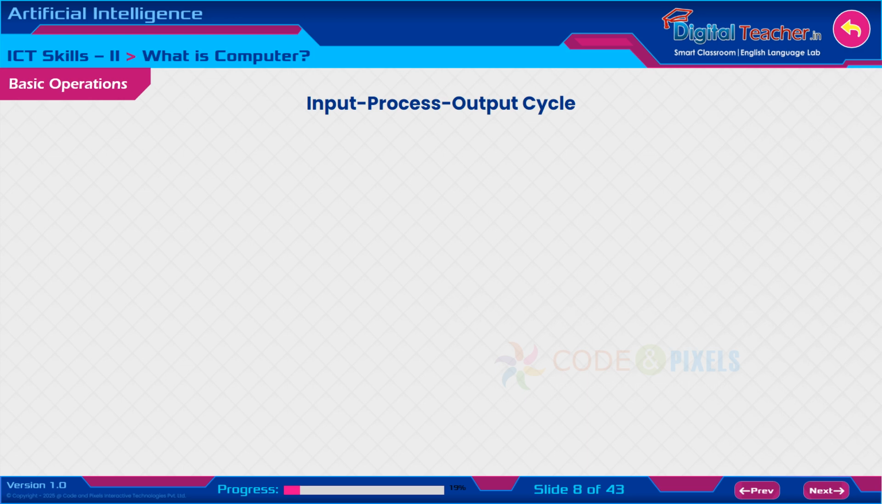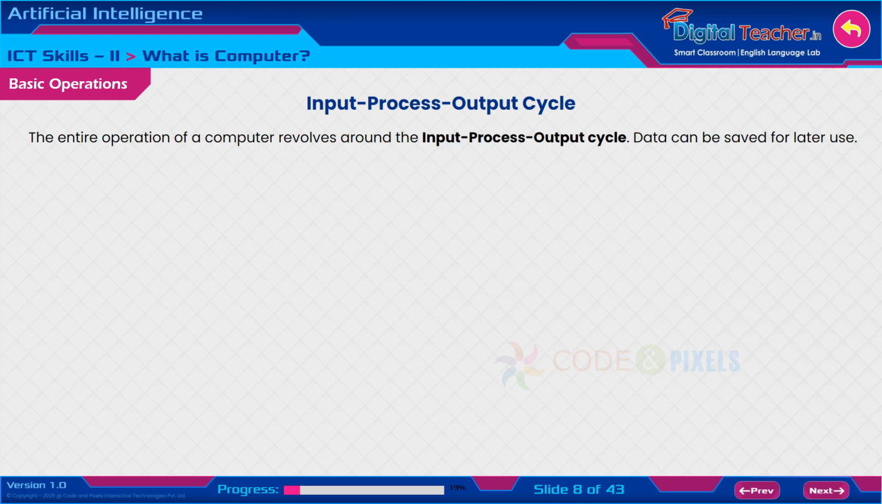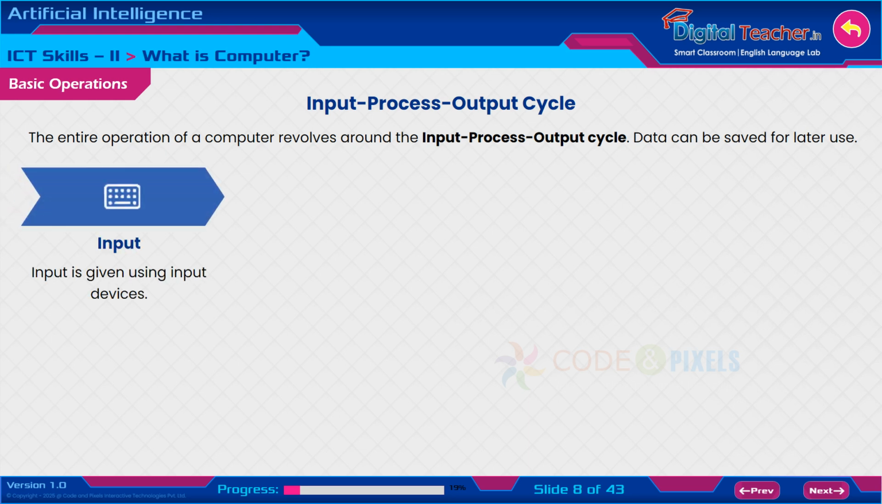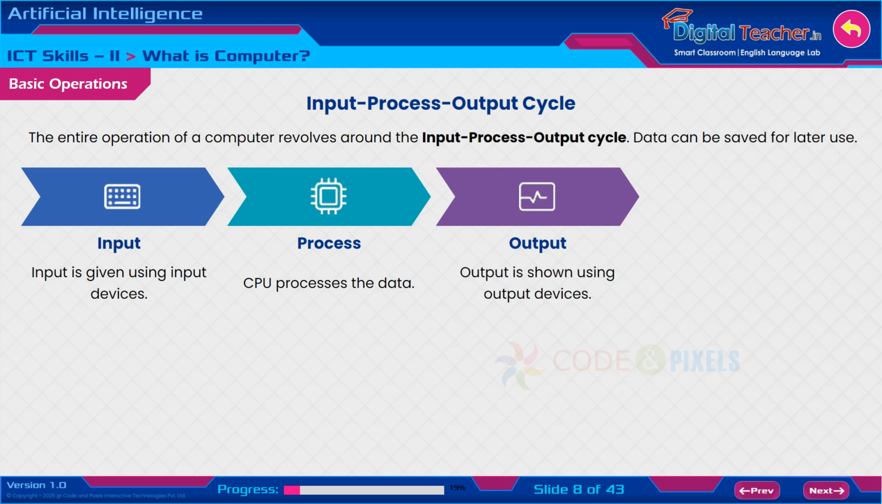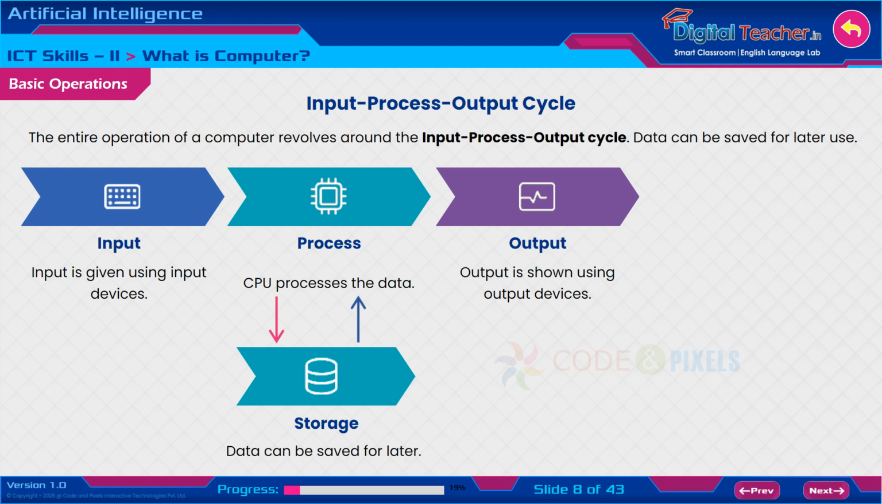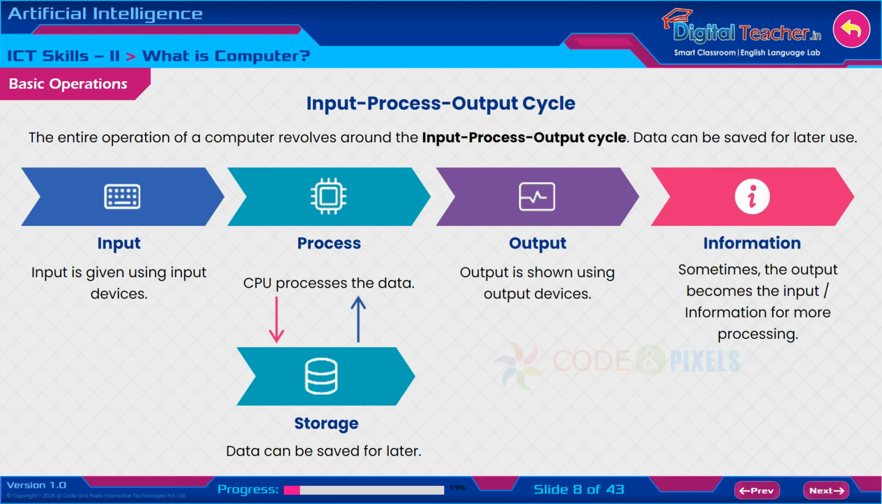Input process output cycle. The entire operation of a computer revolves around the input process output cycle. Input is given using input devices. Process. The CPU processes the data. Output. Output is shown using output devices. Storage. Data can be saved for later. Information. Sometimes, the output becomes the input for more processing.